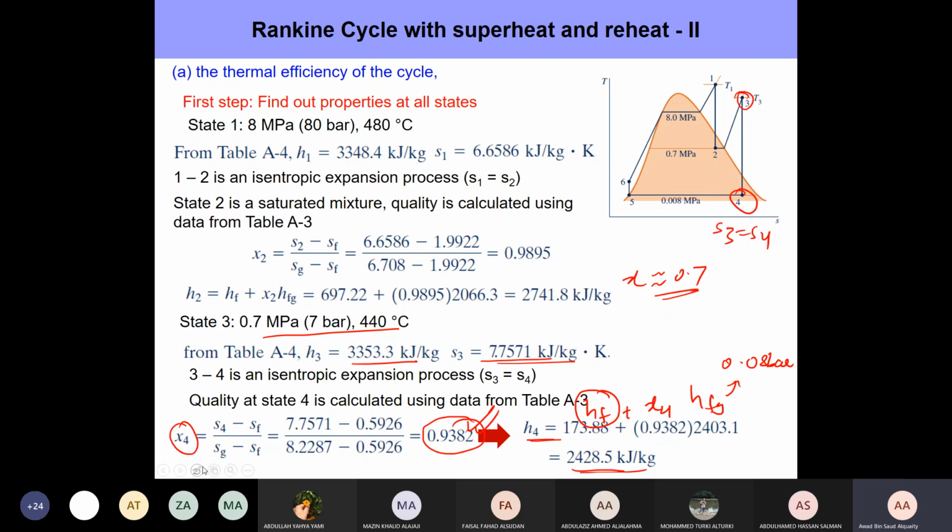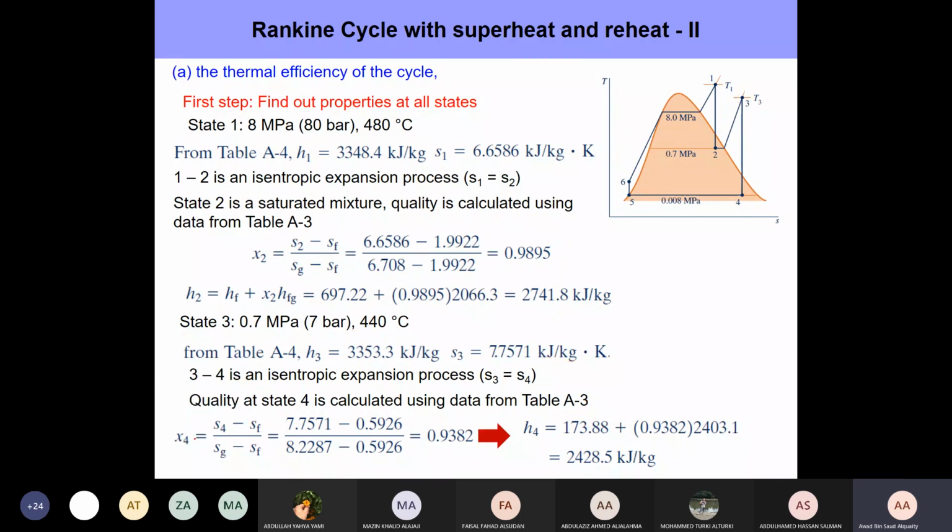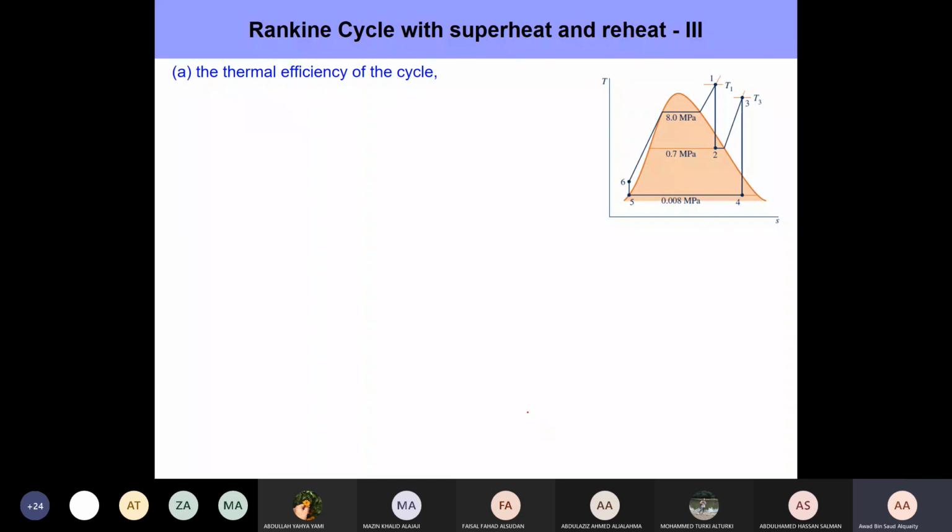That's why this modification is extremely common. Okay. Now we have all the 4 enthalpies that we need. We need 2 more enthalpies, H5 and H6. H5 is actually very easy to determine, right? Enthalpy at state 5 is simply HF at the condenser pressure.